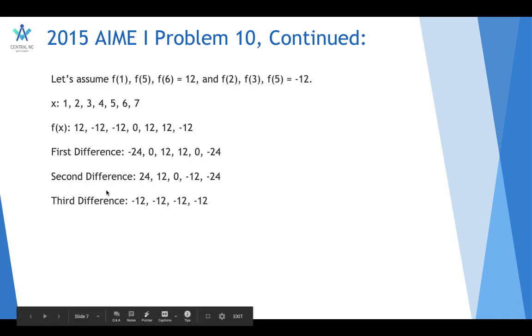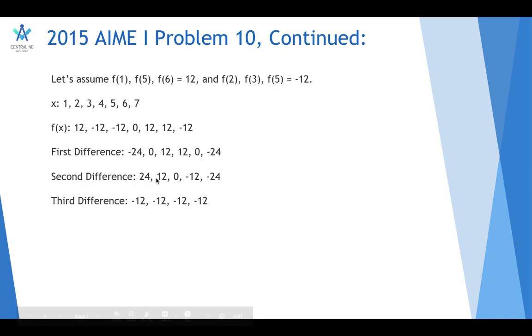So then in the third difference, it's constant at negative 12, which goes along with what we initially thought because it was a cubic function. It has a degree of 3, so the third difference should be constant. So far, we seem to be doing everything right. I haven't made any glaring mathematical errors yet.